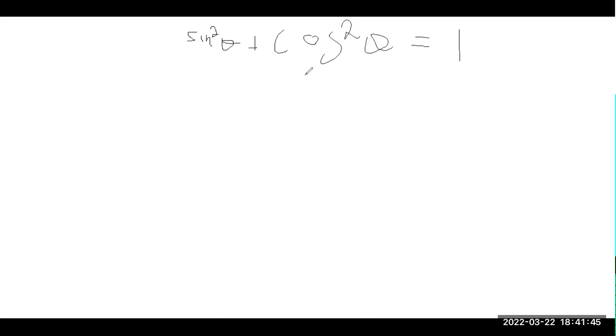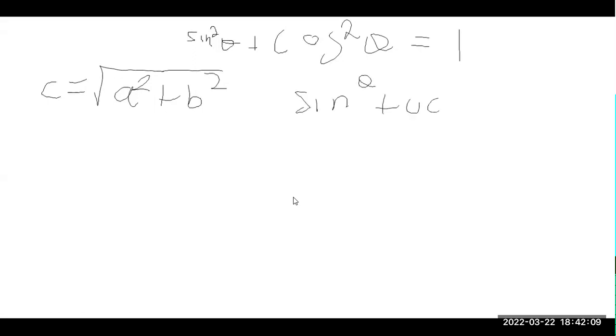Right, using our answers from part A and B. Now let's write down what we have. From part A, we understand that C was the square root of A squared plus B squared. That's the first part. The second part, we understand that sine theta plus cosine of theta will be A over C plus B over C. That's the second part of the problem. So that's the information given. So let's go back and make sure we see what the question wants.